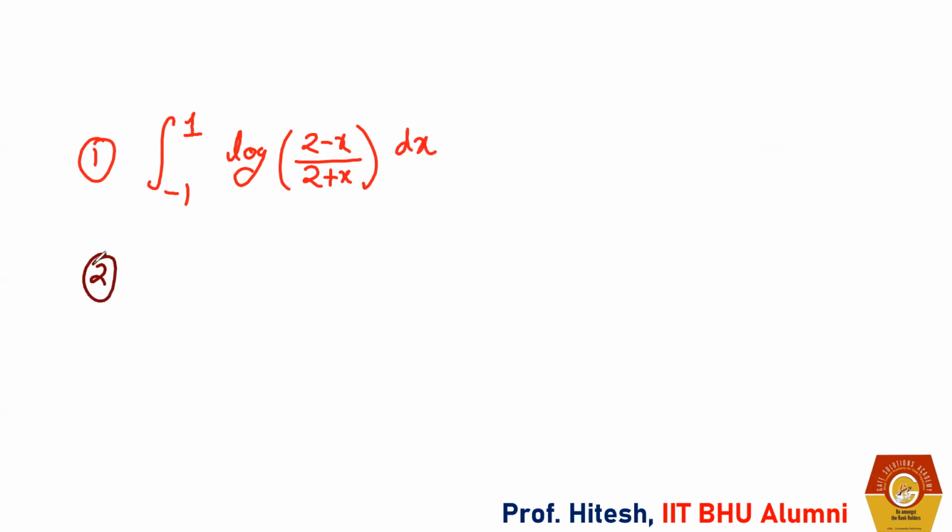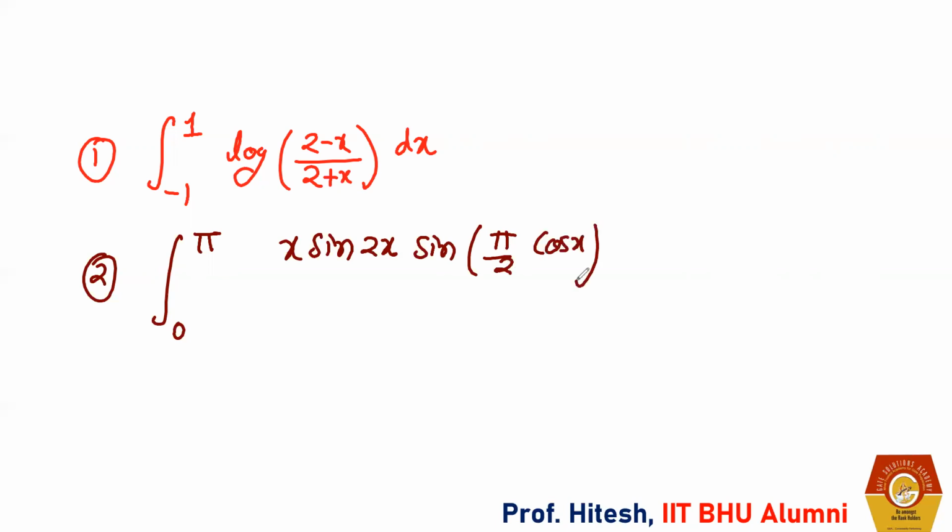Property number 2, question number 2, 0 to pi है ना, बड़ा क्वेश्चन है, ध्यान दीजिए, बट नॉट डिफिकल्ट वन. sin 2x into sin, property C हो जाएगी, pi upon 2 cos x divide by 2x minus pi. Find out its value.